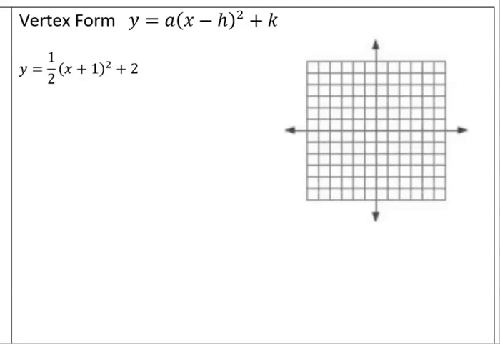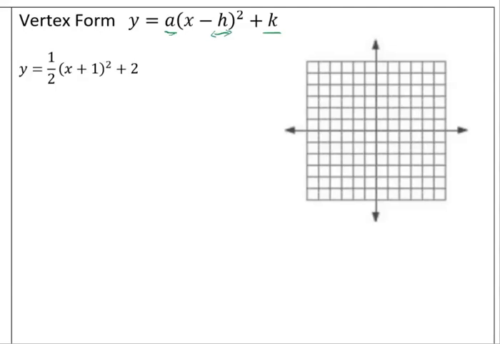In this video, we will review graphing parabolas in vertex form. We know that vertex form is when we have the A, the H, and the K. A changes the shape. It tells us if it's a vertical stretch or vertical compression. It also tells if it's a reflection when A is negative.